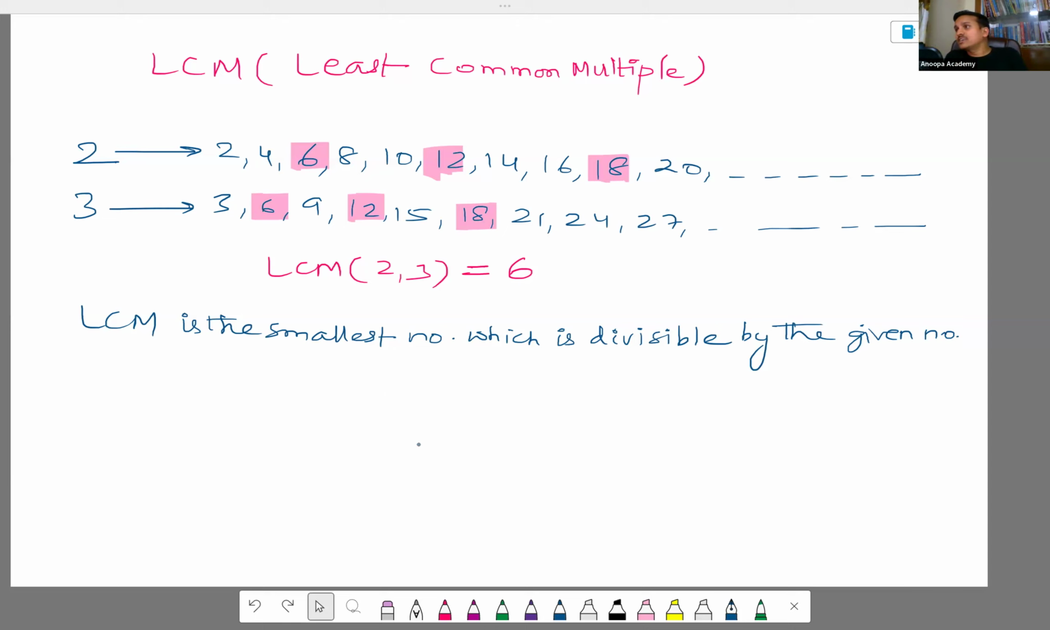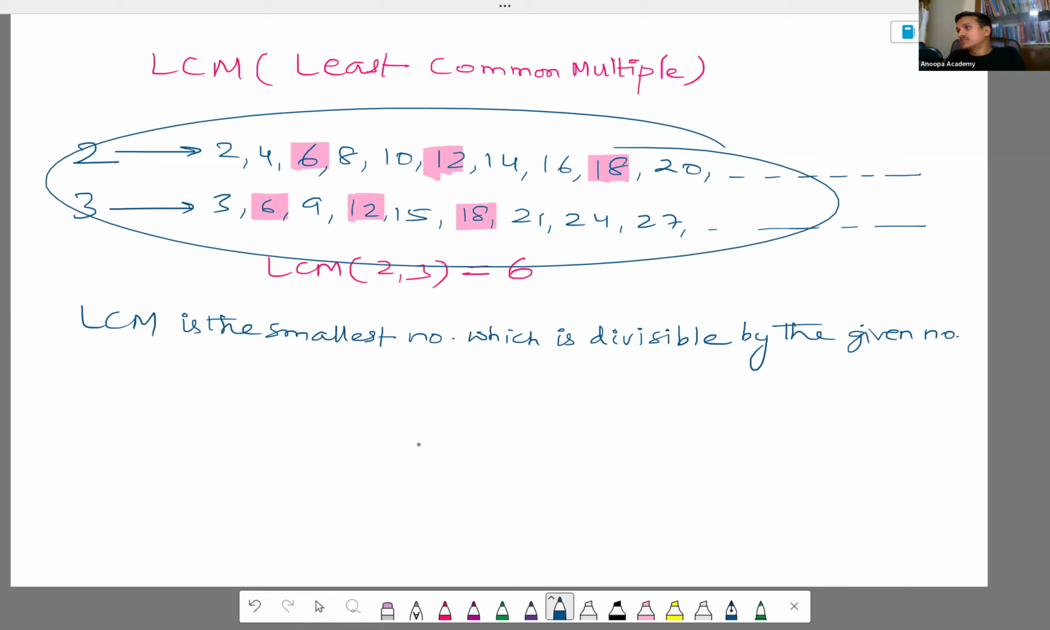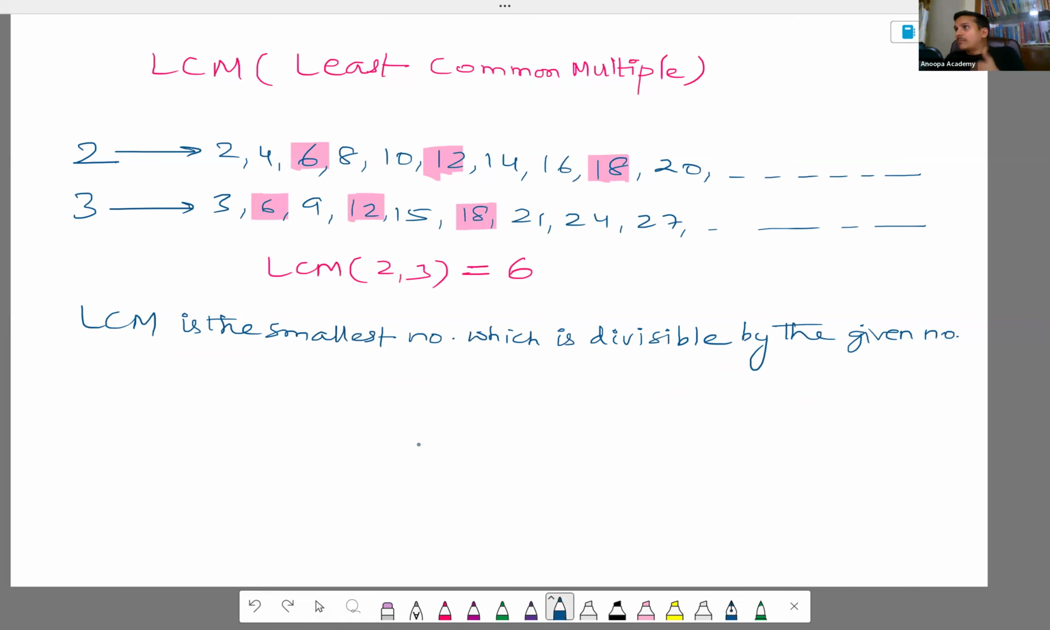See, if I don't teach all these things, nobody will understand that LCM is the smallest number which is divisible, right? How will they understand? That is why I'm teaching this. To make people understand that LCM is the smallest number which is divisible, I'm giving all these examples. But I will teach you the prime factorization method also.